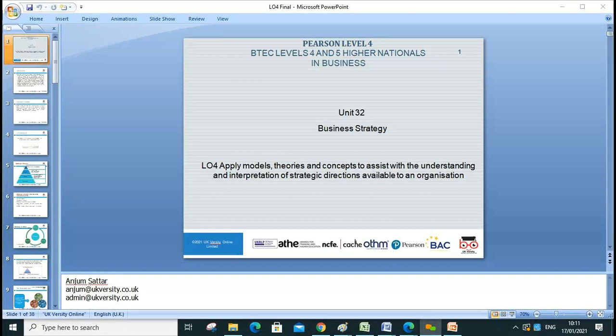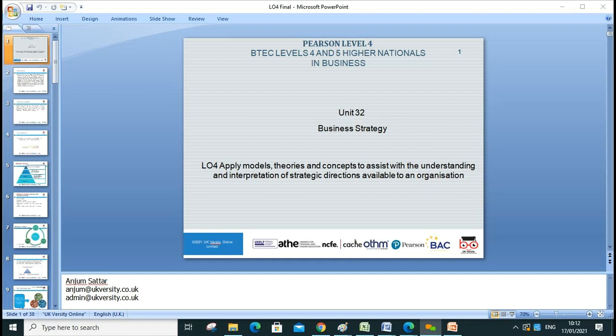Today's lesson will go through our LO4: apply model theories and concepts to assist with the understanding and interpretation of strategic direction available to an organization. So that's the key. We'll apply these models. We can look at different companies and how they applied them, or we can apply them to assess the companies as well.